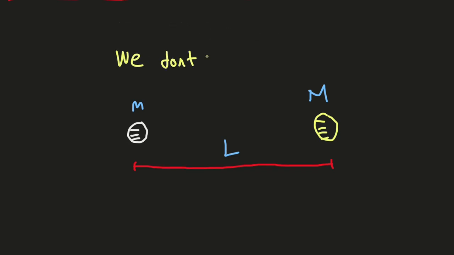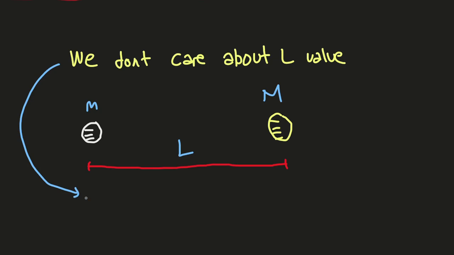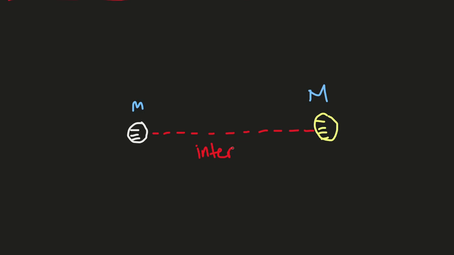But in this system, we don't really care about the L value, because L may be very large, approaching infinity, or very small, approaching zero, but still it needs to satisfy the norm, or generally the metric axiom. And now if we make a dotted or dashed line between both m and M capital, we label this dotted line as the interaction with response time interval t.